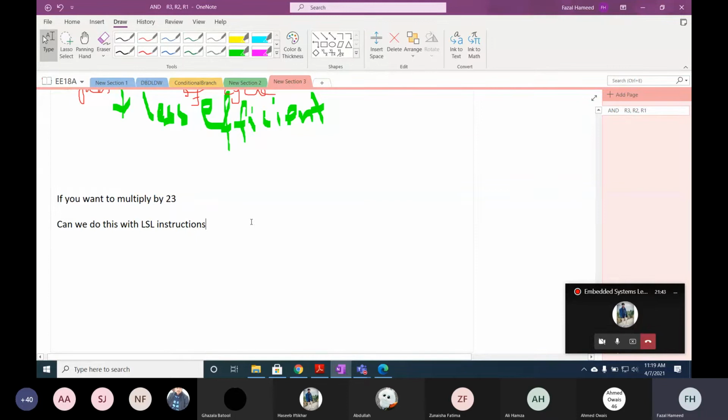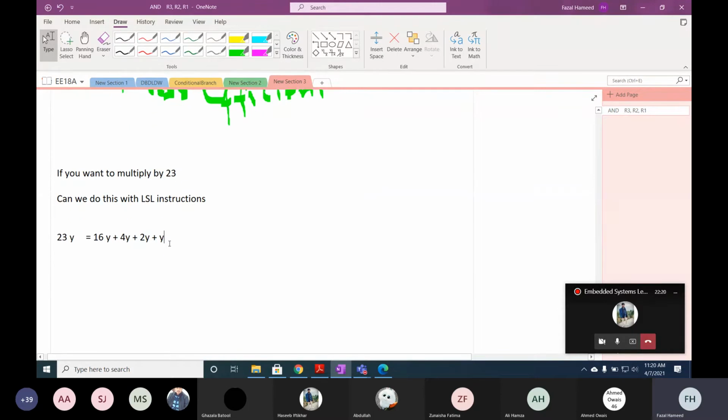Sir, no. But we can also do this using a combination. So can we write it like this? How can we divide this? Let's assume we have an operand 23y. Can we write it as 16y plus 4y plus 2y plus y? 16 plus 4 is equal to 20, plus 2 is equal to 22, plus 1 is equal to 23.